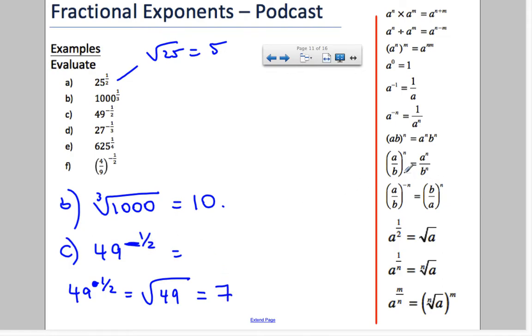And we know from our rule over here that what a minus does in the power is it finds the reciprocal. So instead of writing 7, I'm going to write 1/7.